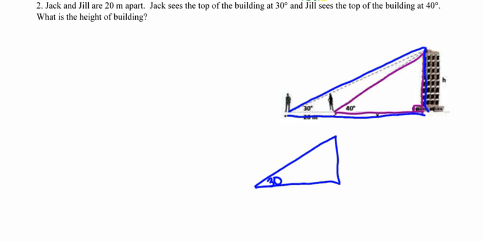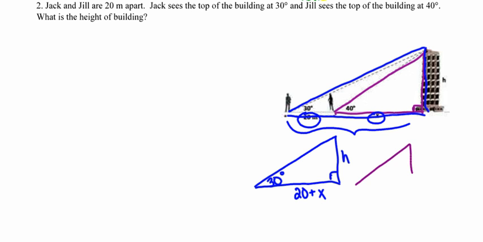So this angle here, 30 degrees. Now, if this piece measures 20 and this piece measures x, the entire thing is going to be 20 plus x. And I don't want to confuse that with the leg of my right triangle, so I'm just going to go back and erase. But this guy here is 20 plus x, and the other leg we've called h. In the purple triangle, this guy is h, this guy is x, and angle 40 degrees.